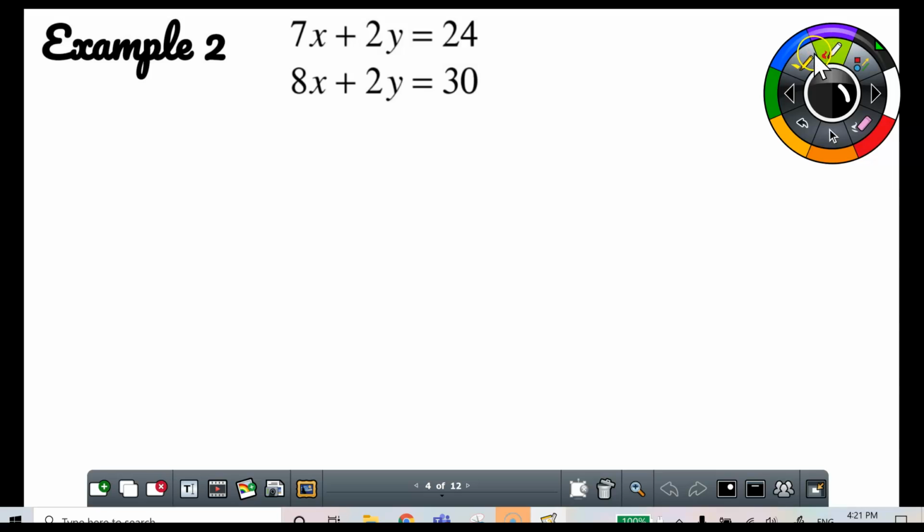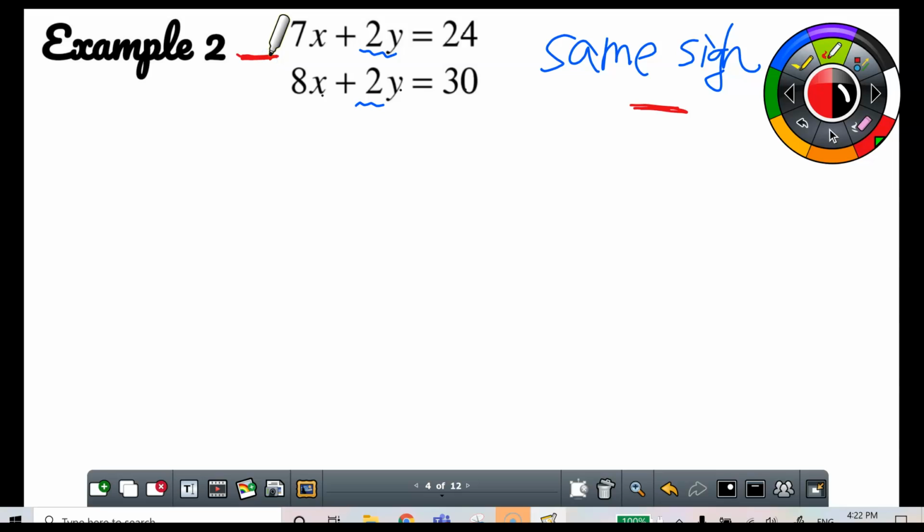Next one. So this time, still check for a pair of x, a pair of y, a pair of single numbers, and then look for the same number. This time the same number is in front of the y, 2 and 2, and check for the sign. This time we'll have both positives. So you have the same sign in front of the same number. So for the same sign, how are we going to eliminate it? We're going to subtract the two equations. So draw a subtraction sign between the two equations, and then subtract each pair.